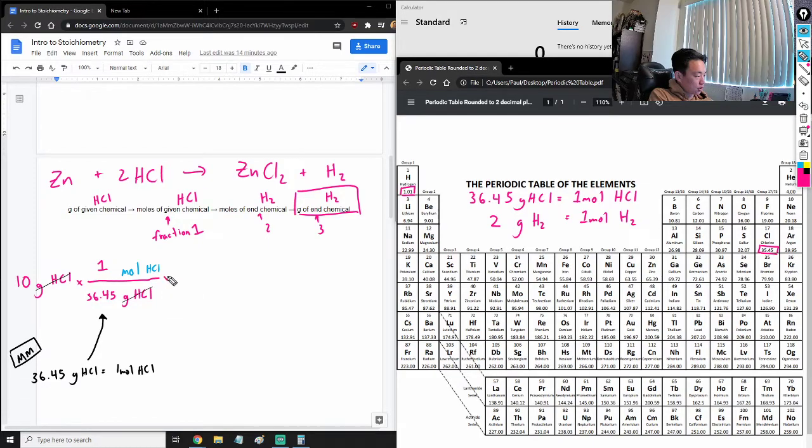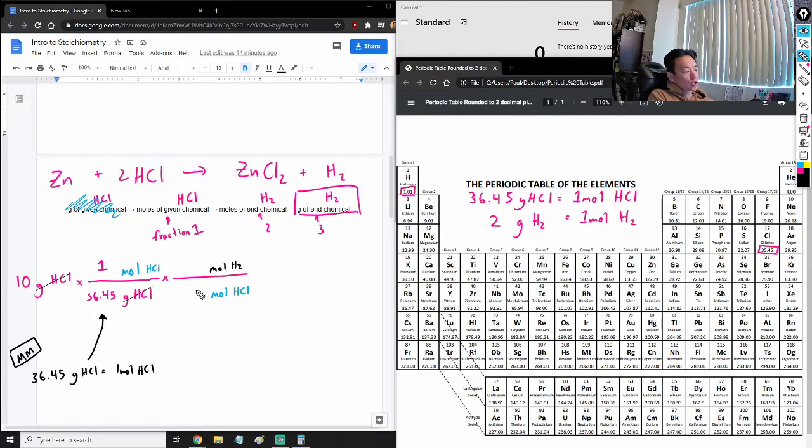Alright, let's set up our next fraction. We have moles of HCl, but we want to get rid of it, so we're going to put moles of HCl on the bottom. What we did here was start with grams of HCl, and then we turned it into moles of HCl. Here we're going to have to turn it into moles of H2. We're going from fraction 1 to fraction 2. That means on the top of fraction 2, we need to put moles of H2.